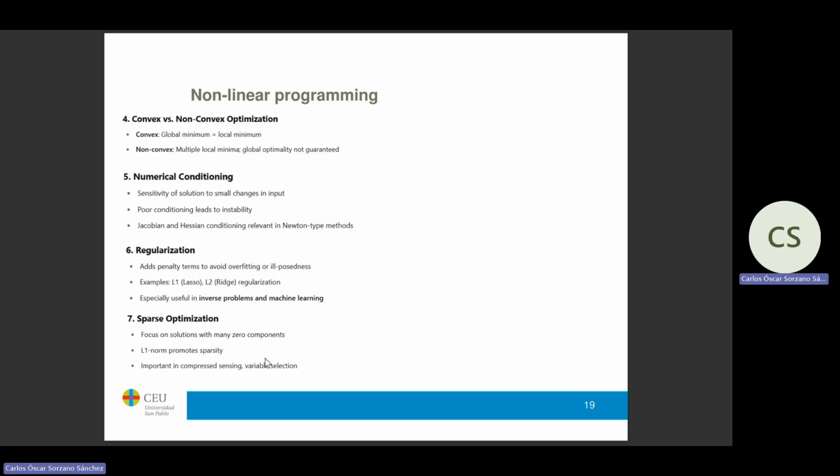And compressed sensing is a signal processing technique that exploits this. Variable selection is another example: if you want to make a regression, and you are given 1,000 variables, but you want to use only a few of them that are the most explanatory ones, then you use these sparse optimizations to find which ones are the good ones.